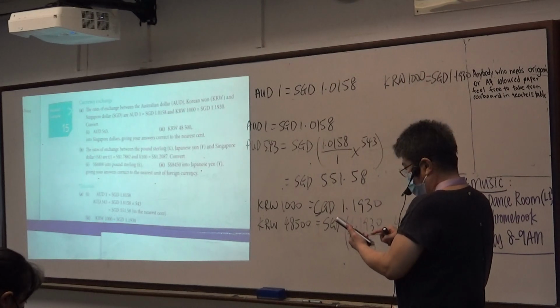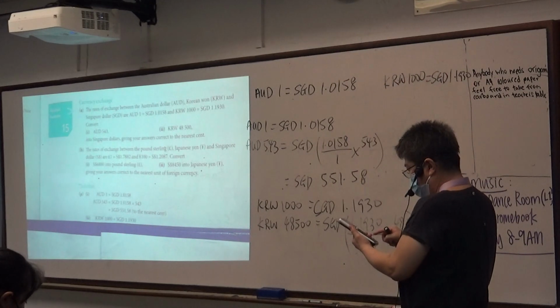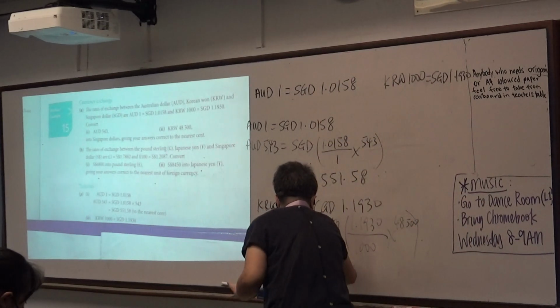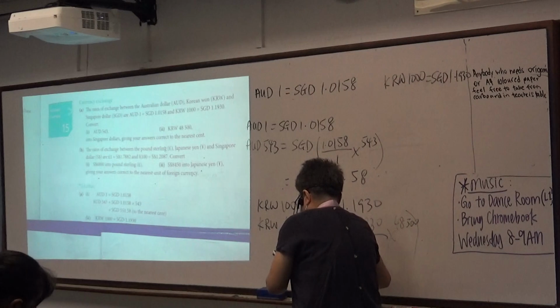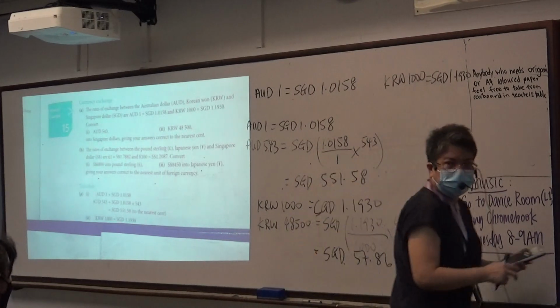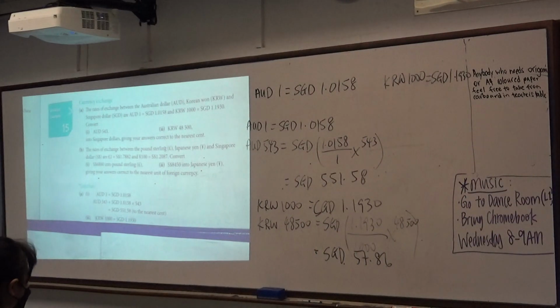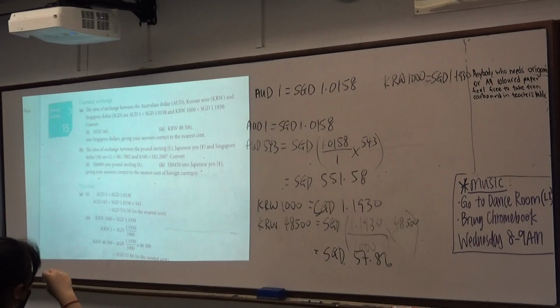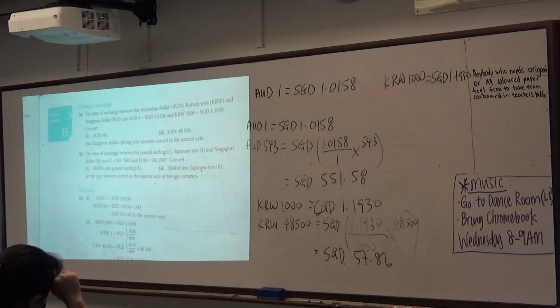Okay, now I'm going to put up the answer. 1.1930 times 48500. So this will give me a Singapore dollar 57.86. Okay? So this will give me $57.86. This is according to the question. Everybody okay now? Can you understand?